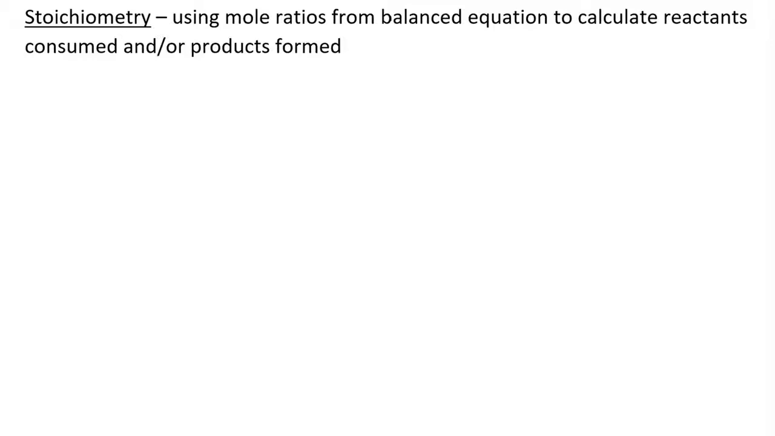We know that chemical equations, when they're balanced, represent a recipe, if you will, for a chemical reaction. It tells us the proportions in which our reactants combine to give us a certain yield of product. So this concept of stoichiometry is simply using those mole ratios from the balanced equation to calculate reactants consumed or the amount of products formed. In this video, we're going to take a look at a couple more stoichiometry examples and practice using the mole ratio from the balanced equation.